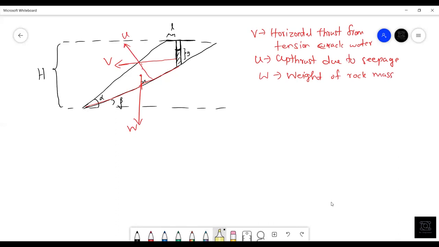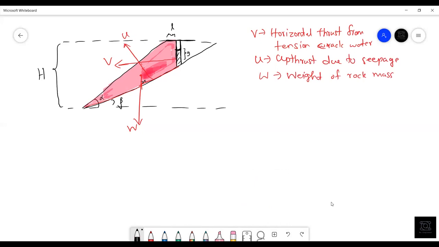So you have to be careful when handling that. So this is the portion. I'm starting from here, all the way to here, within the tension crack. Above the tension crack, it won't fail, because the tension crack increases the hydrostatic pressure over there. So it fails below the tension crack.